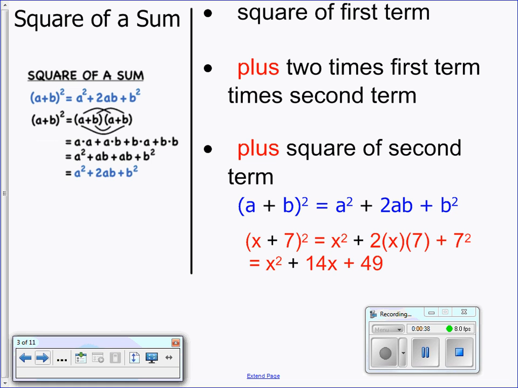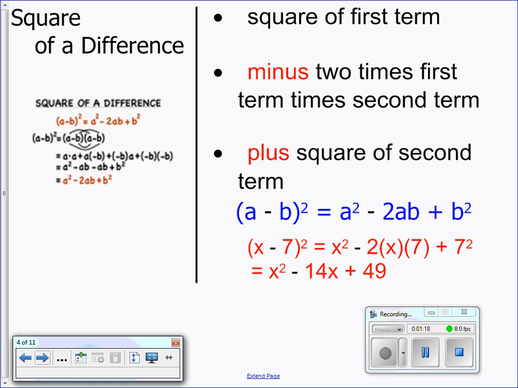So square of a sum, to do that quickly, we're going to square the first term and then add 2 times the first term times the second term, and then add the square of the second term. So we have (a + b) squared: square of the first term, 2 times the first term times the second term, plus the second term squared. Here we have it with numbers. The first term squared is x squared. The middle term is 2 times the first term times the second term, and then the second term squared.